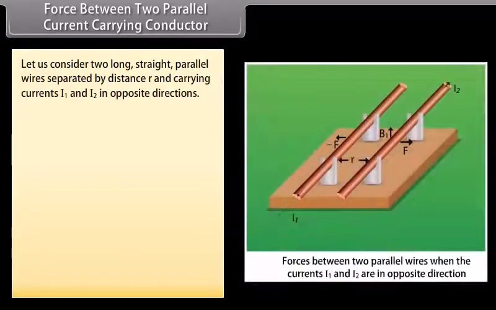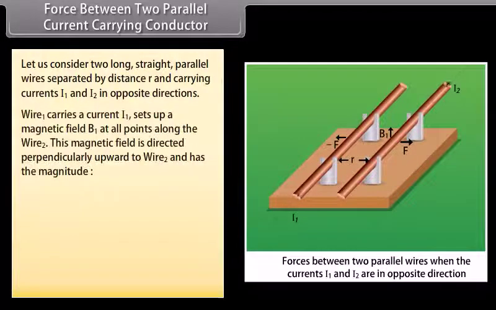Force between two parallel current-carrying conductors. Let us consider two long, straight, parallel wires separated by distance r and carrying currents I1 and I2 in opposite directions. Wire 1 carrying a current I1 sets up a magnetic field B1 at all points along wire 2.